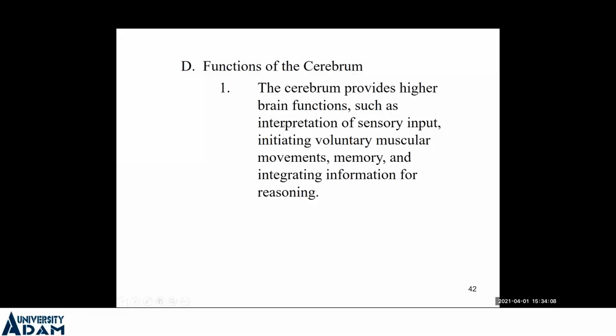Okay, so functions of the cerebrum. As you know, the cerebrum provides higher brain functions such as interpretation of sensory input and initiation of voluntary muscular movement. So together, cerebrum, cerebellum, and basal ganglia: memory, integrating information for reasoning, and interpretation of sensory input happens with the help of the two tracts, through the ascending tract, with the help of the receptors, okay.